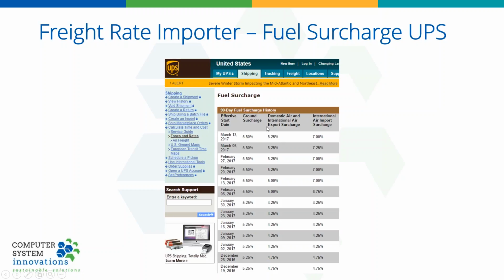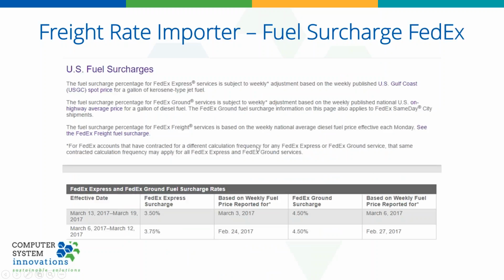You can see UPS has been staying pretty consistent here, but my best practice that I'm going to come up with now makes a little more sense when we go to our next slide, and that's FedEx. FedEx has their regular surcharge, and then their ground. And you can see the ground actually switched. It was 3.75, and now it's 3.5.